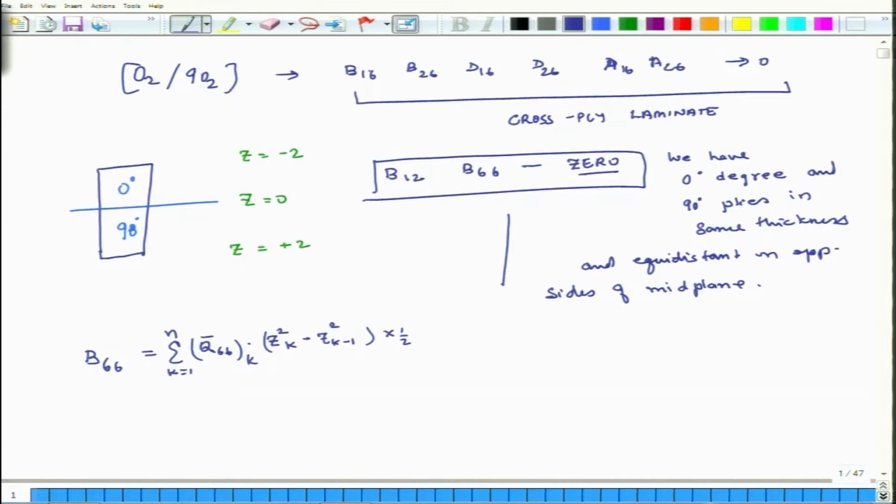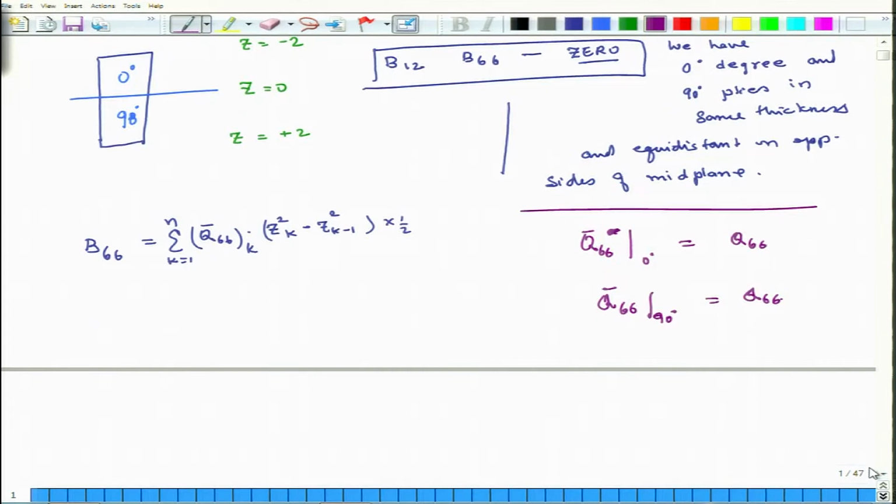Now, remember, Q66 bar for the 0 degree layer is the same as Q66, and Q66 bar for the 90 degree layer is also the same as Q66. If you want the proof of it, please go back and check your earlier equations and you will see that it comes out the same as Q66. So, if that is the case, then what is B66?